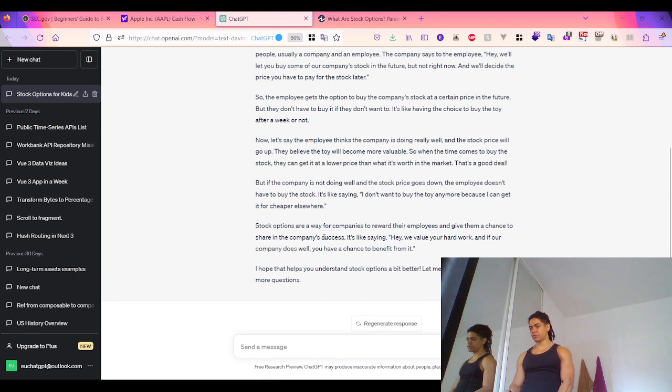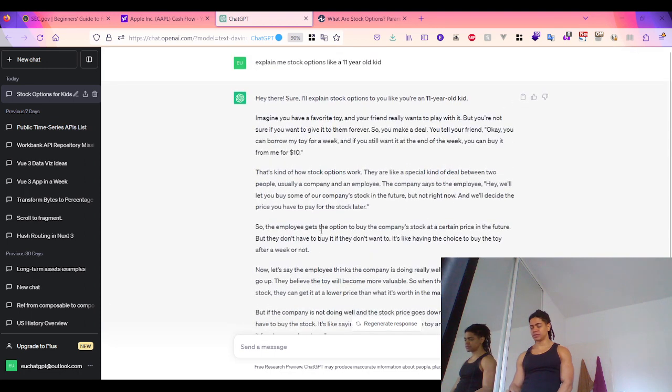Stock options are a way for a company to reward the employee and give them a chance to share in the company's success. It's like saying, hey, we value hard work, and if our company does well, you have a chance to benefit from it. I hope that helped you understand stock options a bit better. Let me know if you have any more questions.